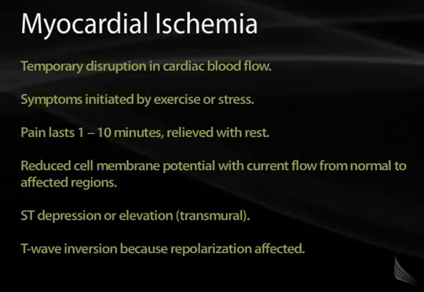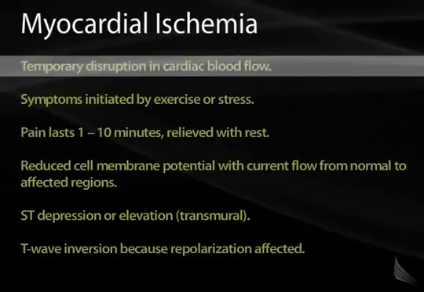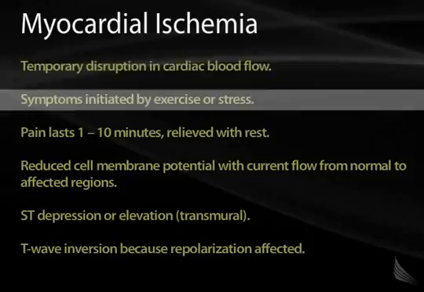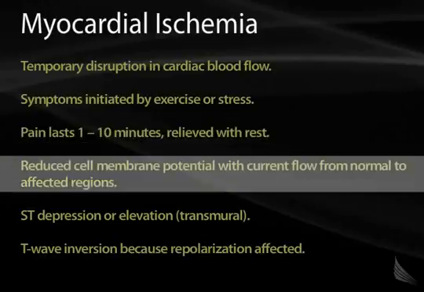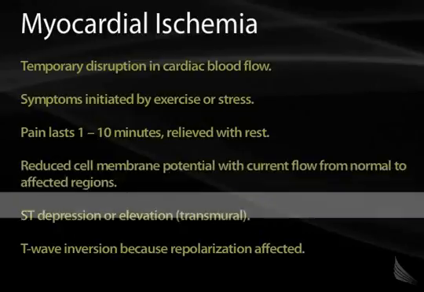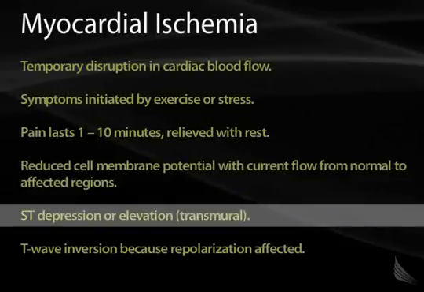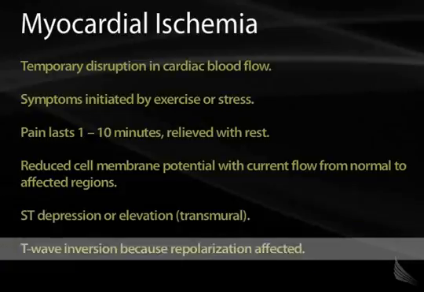Myocardial ischemia is one of the major reasons that we do electrocardiography. Myocardial ischemia is a temporary disruption in cardiac blood flow. The symptoms of ischemia are initiated usually by exercise or stress. Patients with ischemia may have pain called angina, which is relieved with rest. There is a reduced cell membrane potential with the current flow from the normal to the affected regions that we can see on EKGs. This is normally manifested as an ST depression, though sometimes we can see ST elevations. During ischemia, T-wave inversion may also occur because repolarization is also affected during myocardial ischemia.